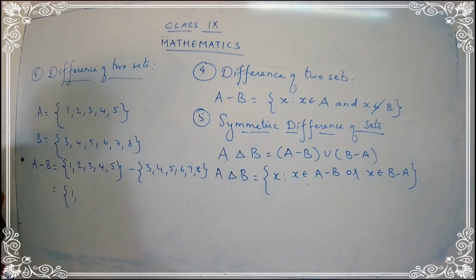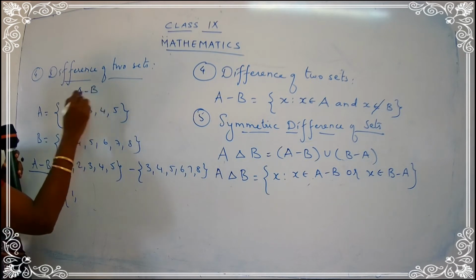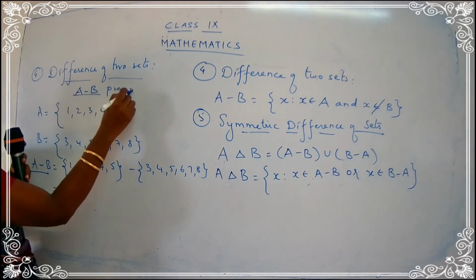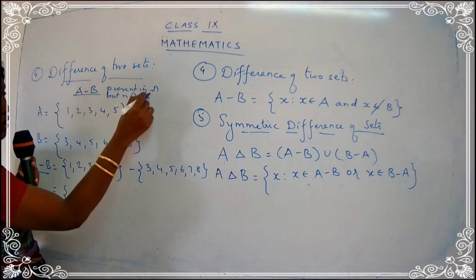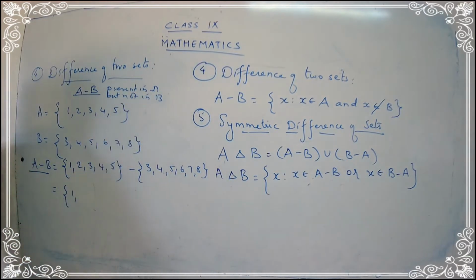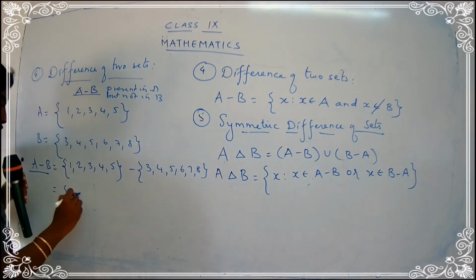Are you clear, children? What is the meaning of A minus B? It is present in A but not in B. So I don't want to go for the B part. So 1 is present in A but not in B, so I have taken the number 1. Now coming to 2. What about 2? 2 is present in A but not in B. So I can take 2.